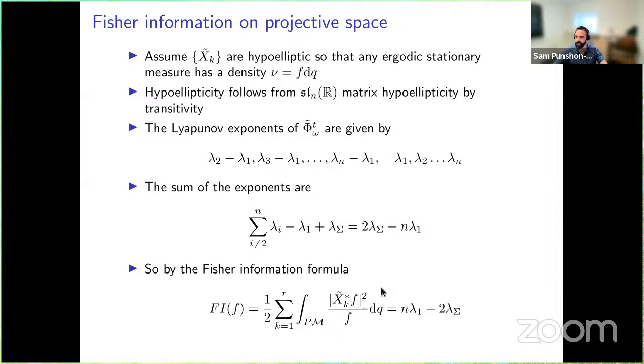And so if I apply the Fisher information formula I gave you again to this lifted RDS, I get the following formula. It tells me that the Fisher information for the lifted projective density is equal to n lambda 1 minus 2 lambda sigma. Okay, and now we have a nice formula. The original one for the Fisher information only related to the sum of Lyapunov exponents. Now we have a formula that relates some non-negative quantity to lambda 1 minus some sum of Lyapunov exponents. So we have a little bit more information on lambda 1.